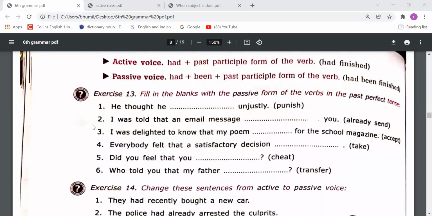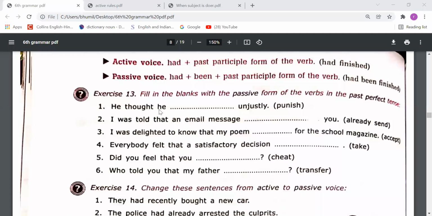He thought unjustly. He thought he. So who will let me know about this sentence? Raise your hand, please. Abhay, you please tell me what can be the answer of this. He thought, had been punished. Yes, very good, right answer. He thought he had been punished unjustly. Very good, right answer. Good, Abhay.